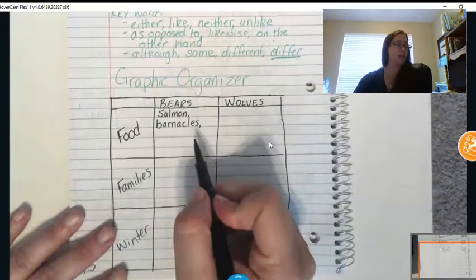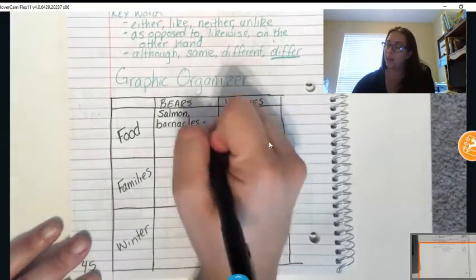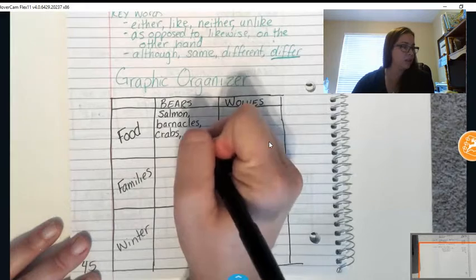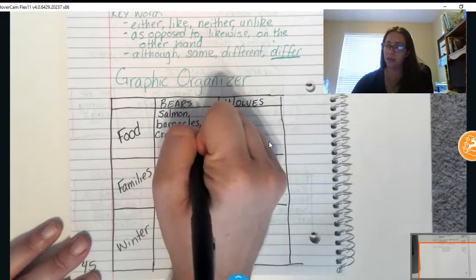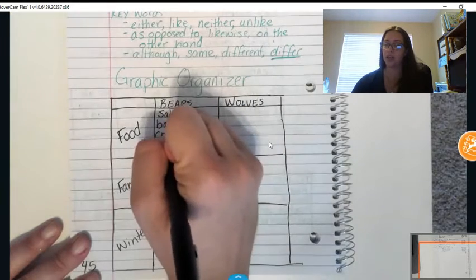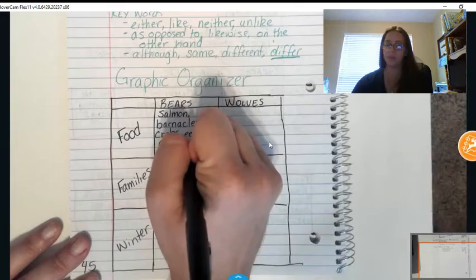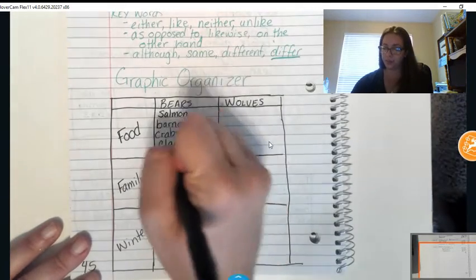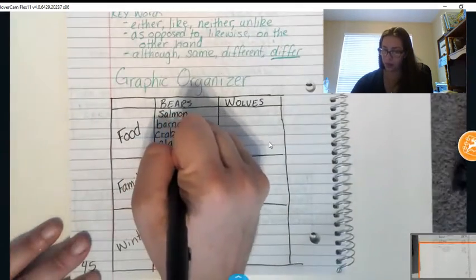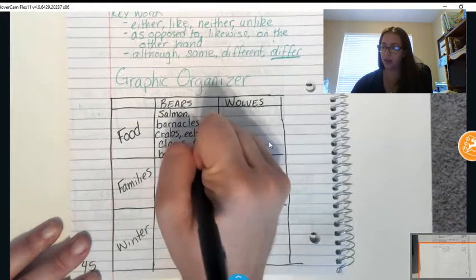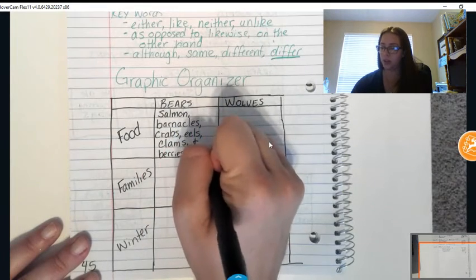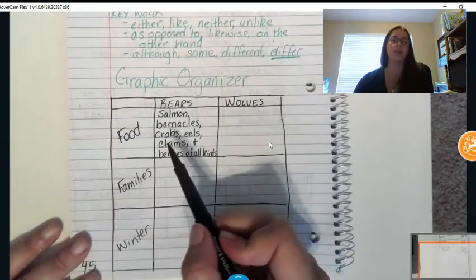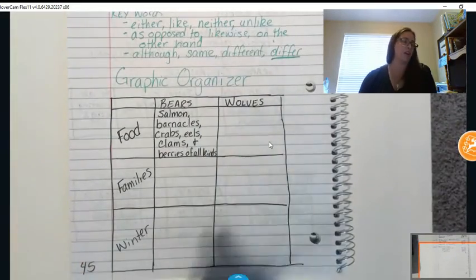So bears eat barnacles. They will also eat crabs, eels. The book talked about them eating clams. And berries of all, I'm going to have to write small, kinds. Berries of all kinds. So we have salmon, barnacle, crabs, eels, clams, and berries of all kinds.